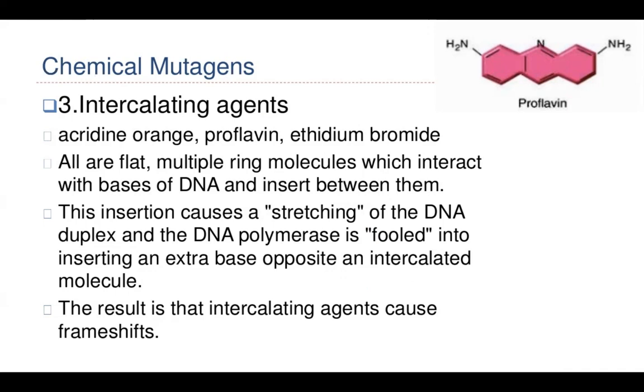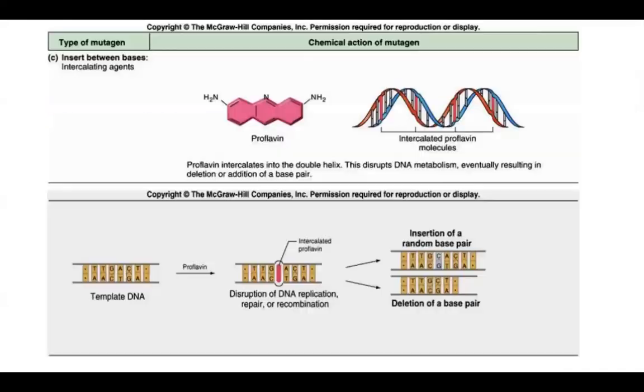An insertion mutation, as you know, would cause a frame shift. This is something that we talked about last class. So here's an example. This is your intercalating agent. It comes and inserts itself between the G and the A, creating extra space. The enzyme will come in, add another base here, and then you would have an insertion mutation.